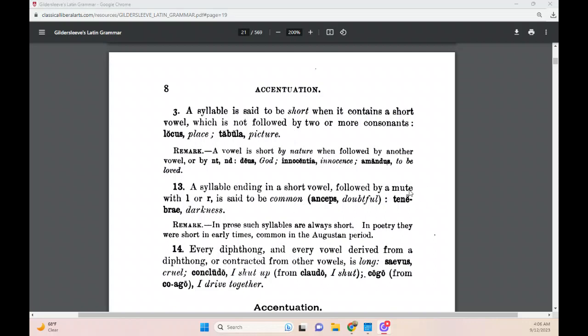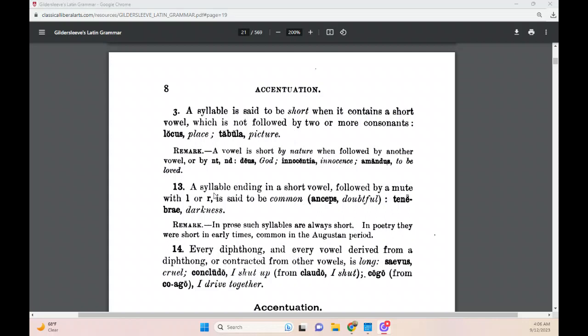Now notice, if you don't know what a mute is, you can't understand these rules about syllables. So that's why understanding those divisions of consonants that we learned earlier in a previous lesson are important. Because if you don't know which consonants are mutes, you won't be able to use this helpful rule in Article 13.